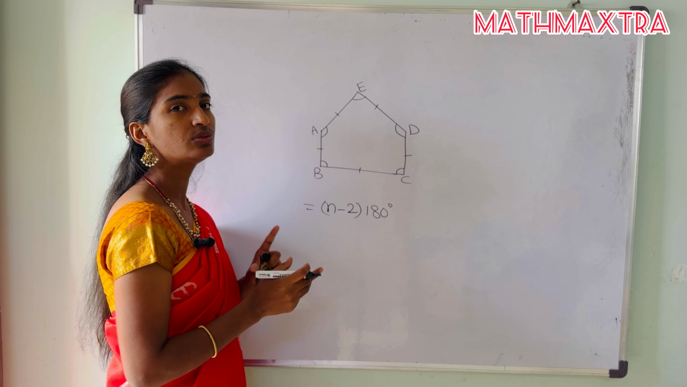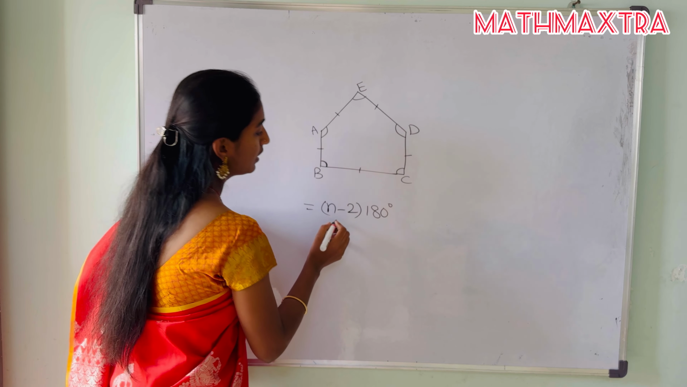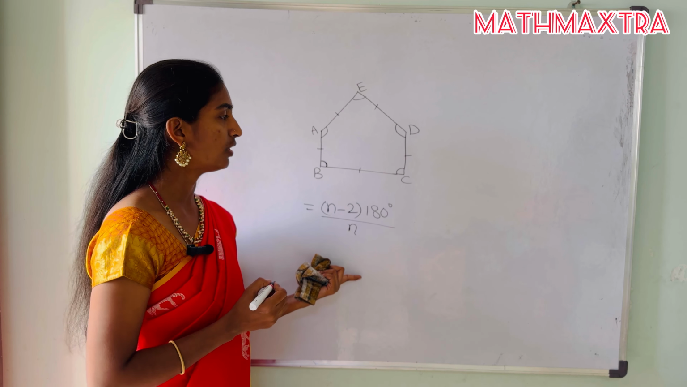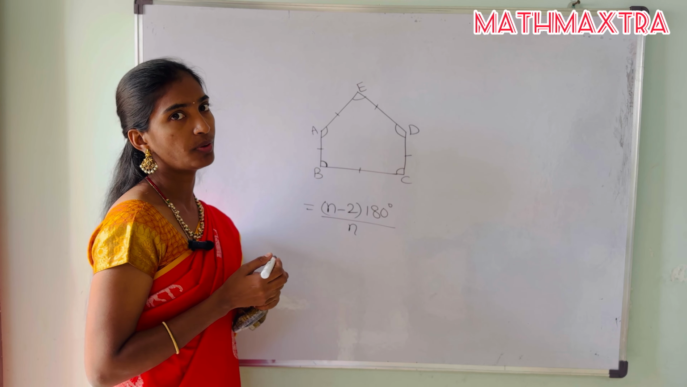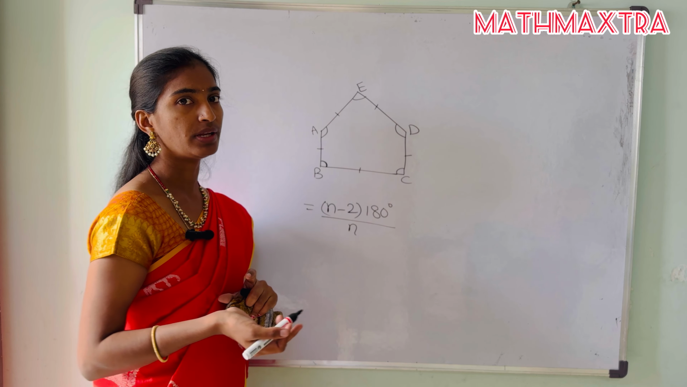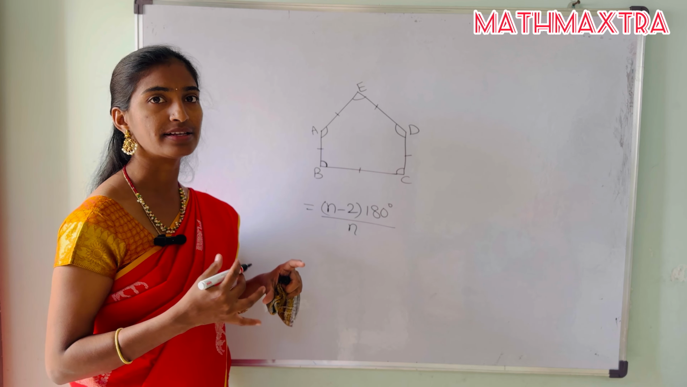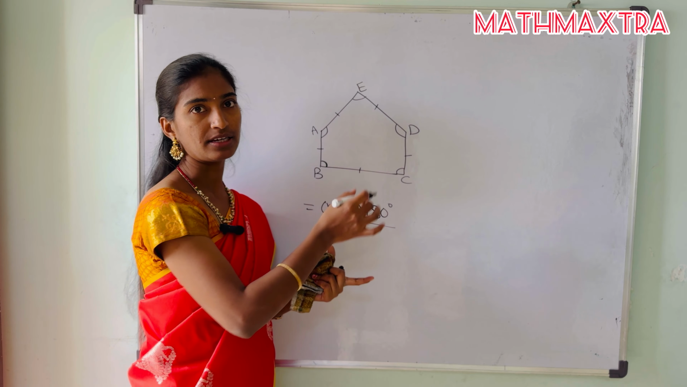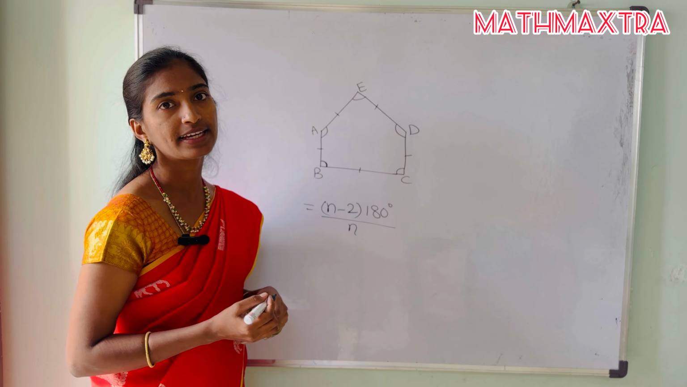So if you want to know each angle of a polygon, you have to divide by n, the number of sides. Then we can find each interior angle of a regular polygon. This is not possible in the case of an irregular polygon, because in an irregular polygon we don't know what the angles are. But in a regular polygon, we know that all angles are equal. If you know the sum, you can find each interior angle, isn't it?